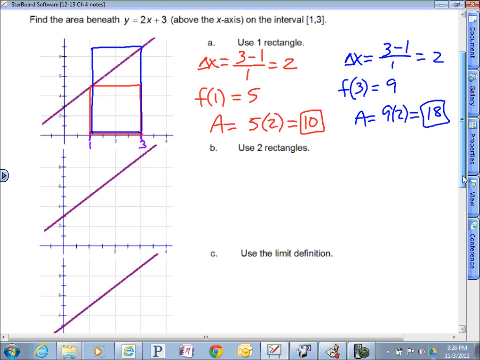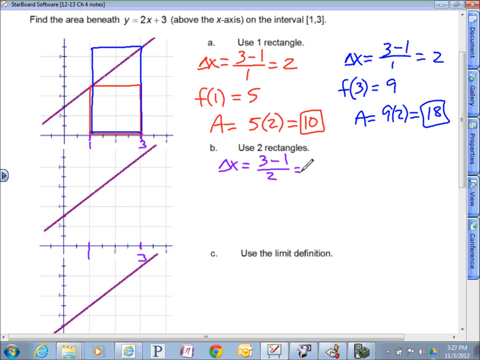What's it look like when we do two rectangles? Well, now things change a little bit. How wide is each rectangle going to be? If I'm going from 1 to 3, here's x equals 1, and here's x equals 3, then each rectangle is going to be 1 unit wide. The interval, 3 minus 1, starts at 1, goes to 3, divided by, this time I'm using two rectangles.